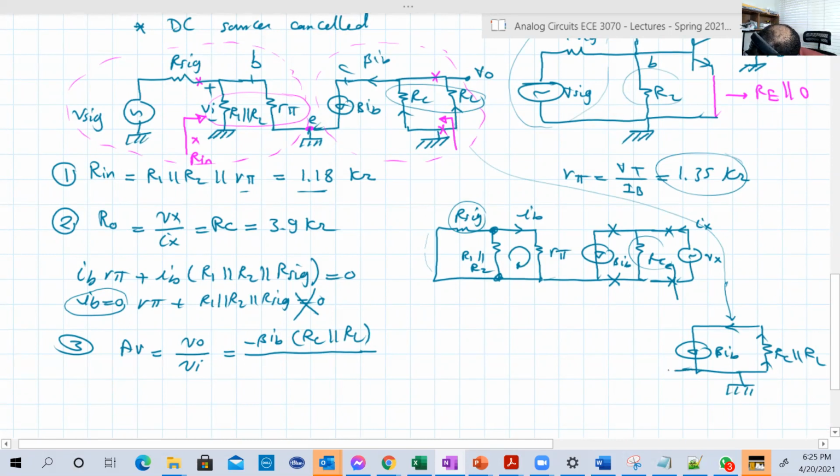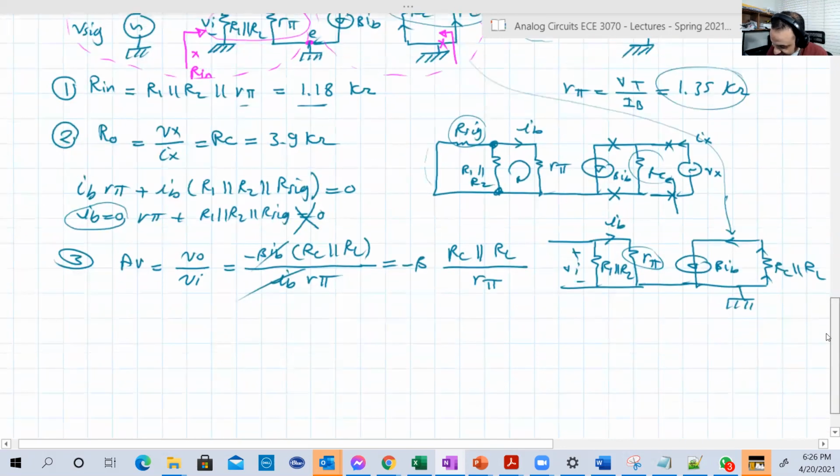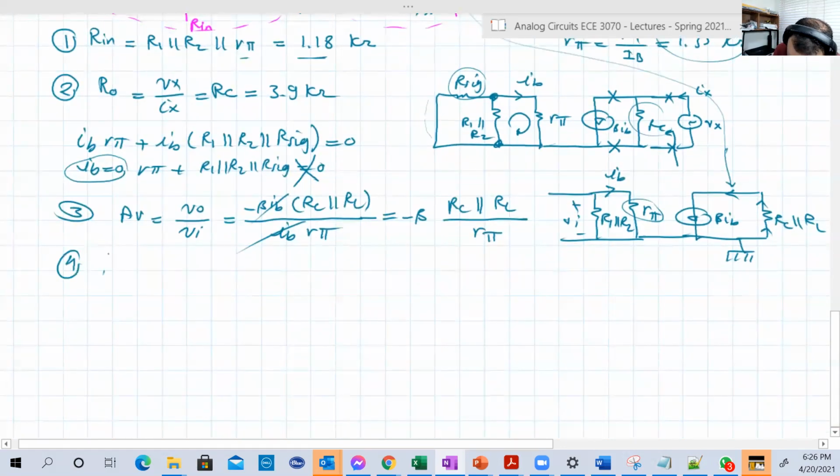How about VI? So VI is the voltage of R1 parallel R2, or the voltage of R pi as well, right? Because they are parallel. The voltage of R pi, we know it's IB R pi. So IB will cancel with IB, and we get minus beta RC parallel RL over R pi. Okay, that's AV.